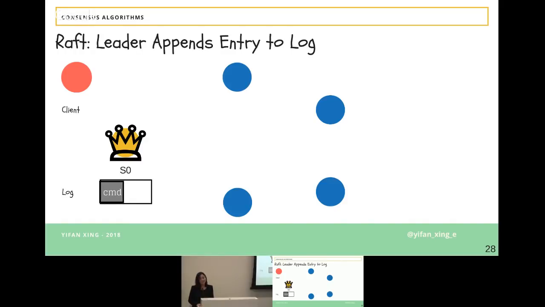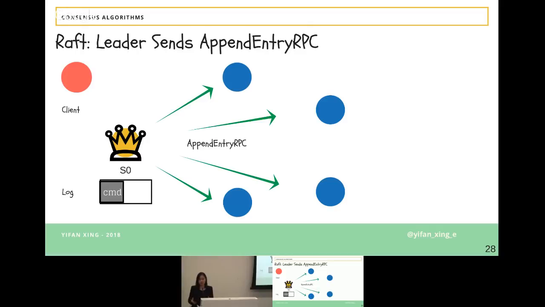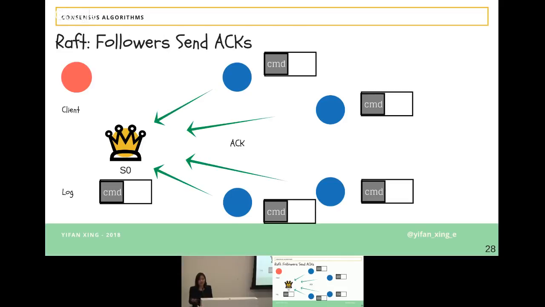Okay, and then once the leader appends an entry to its own log, it will send an append entry remote procedure call to the other machines, asking them, hello, I've appended this command to my own log, and please do the same. The other machines will listen to the leader and append the command to their own log, and then reply with an acknowledgement telling the leader, I have already appended this entry and acknowledge you that I've done so.